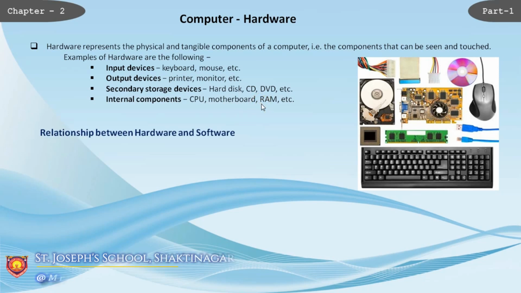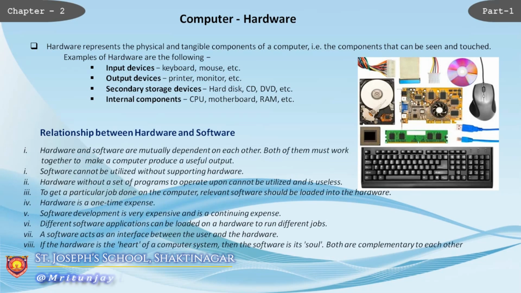Now, one question comes to mind: what is the relationship between hardware and software? There are many relationships between hardware and software. We will see them one by one. The first is, hardware and software are mutually dependent on each other. That is, both of them must work together to make a computer produce a useful output.